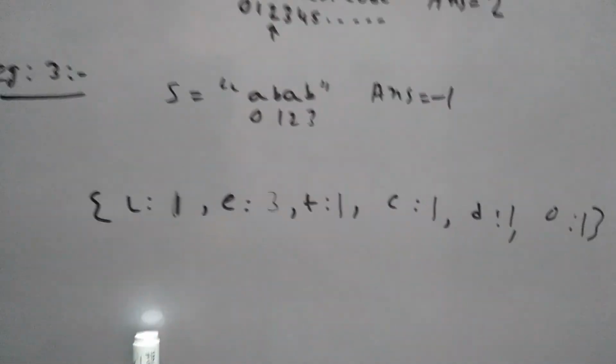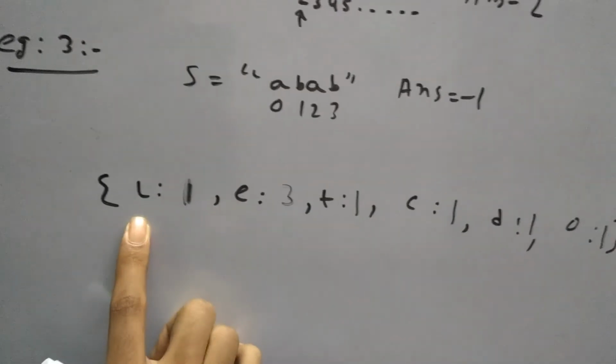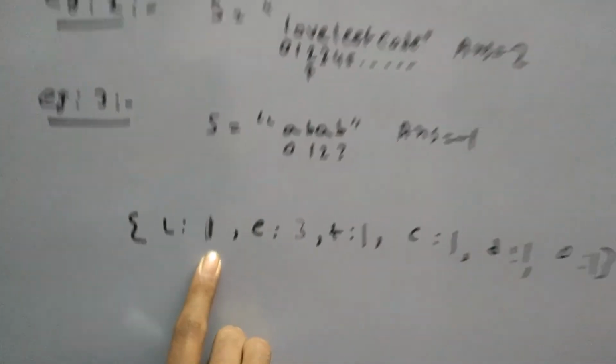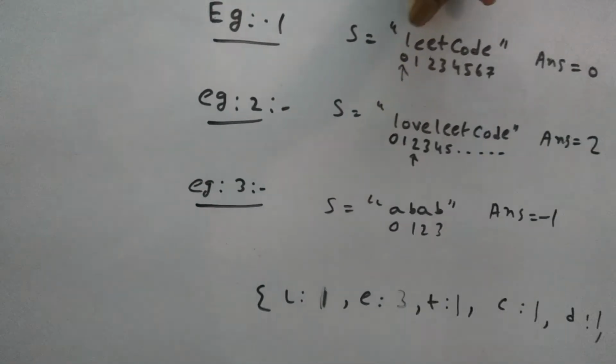So here we have constructed this hash map. This hash map is storing every key with respect to how many times it is occurring in this string. So now after constructing this hash map, we will do what? We will traverse this string and we will look at each character.